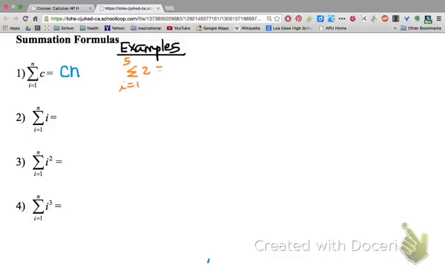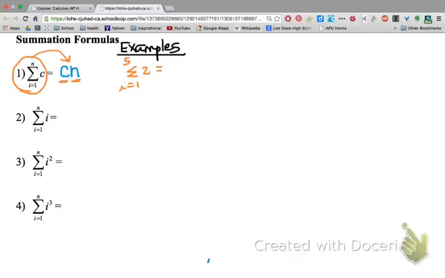Okay, so some summation formulas that are going to be helpful are these. You will have to memorize these. And here's an example of the first one. So let's say I have the summation of just a constant. So the shortcut is it's the constant times whatever the stop number is.